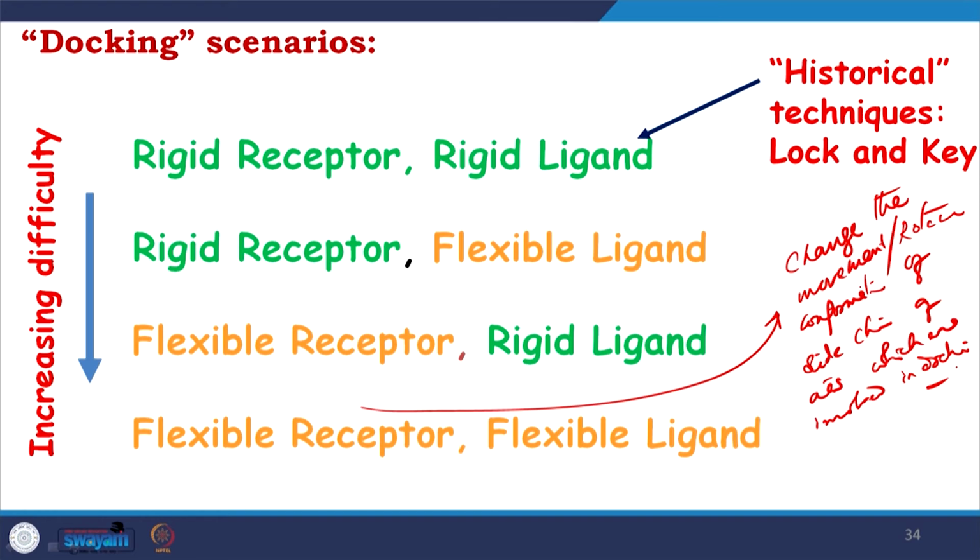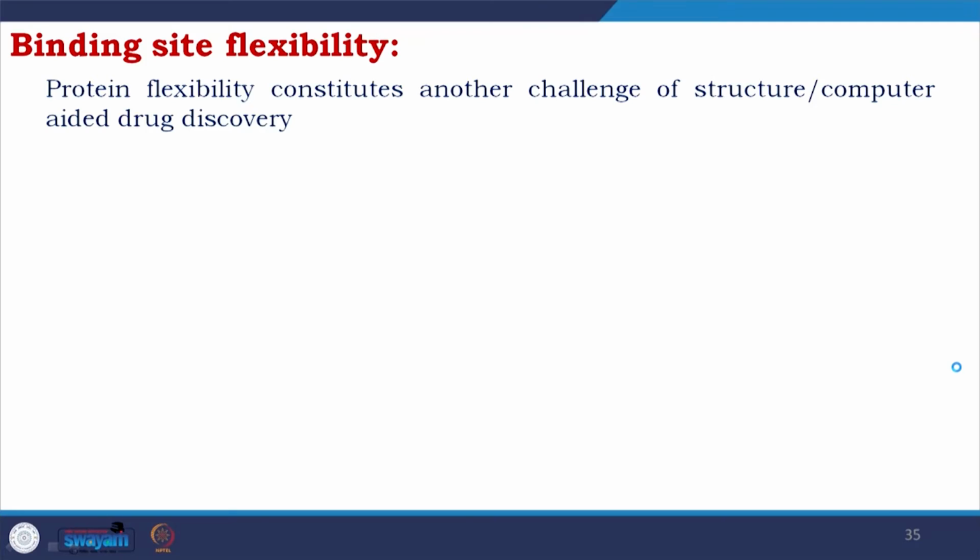So, that gives a certain amount. What I mean is, you have the receptor, and you could make these flexible. So, that is kind of our journey. Protein flexibility constitutes another challenge of structure based computer aided drug discovery.